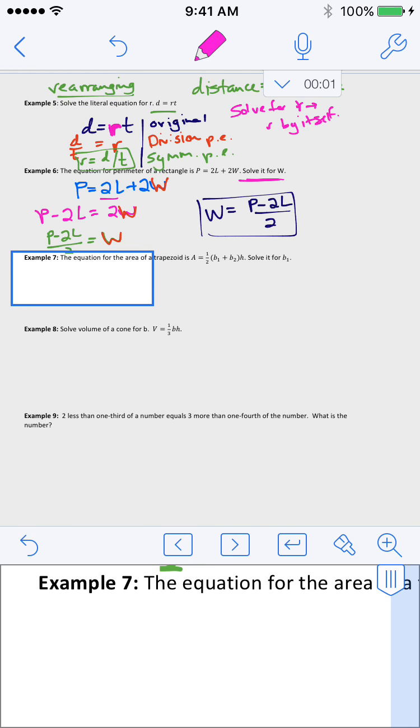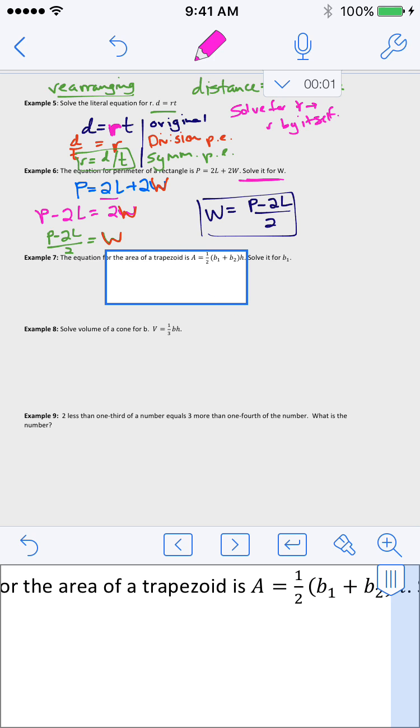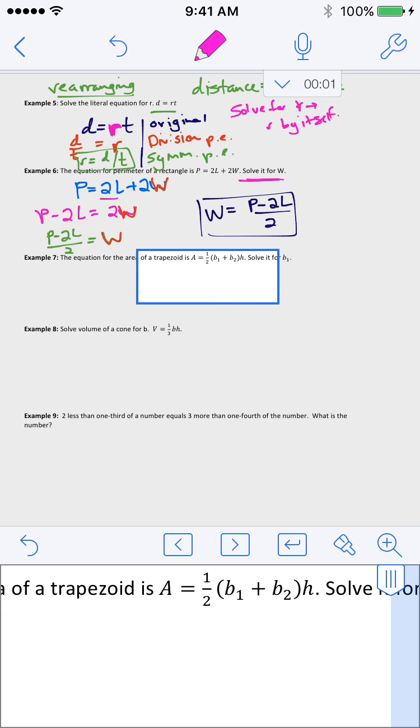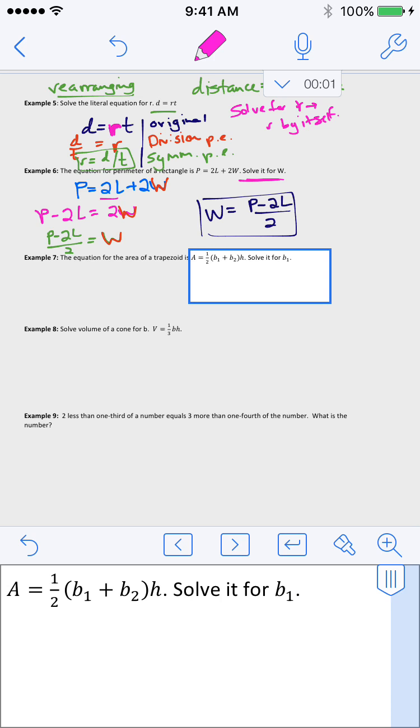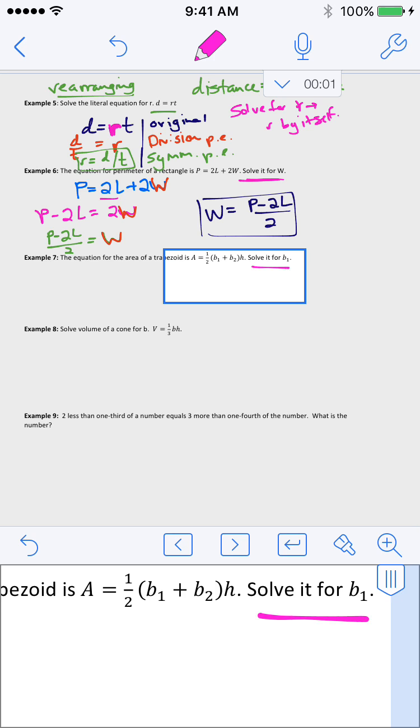So let's try this one. The equation for area of a trapezoid is area is equal to 1/2 base 1 plus base 2 times height. Solve it for base 1. Notice that I knew what this equation was saying, right? I knew that A stood for area, and B stood for base, and H stood for height, right? Was that absolutely vital that I know that? No, it really wasn't at this point. I just have to make sure I'm solving for the right variable. But if you happen to know, maybe it can make it easier, right?